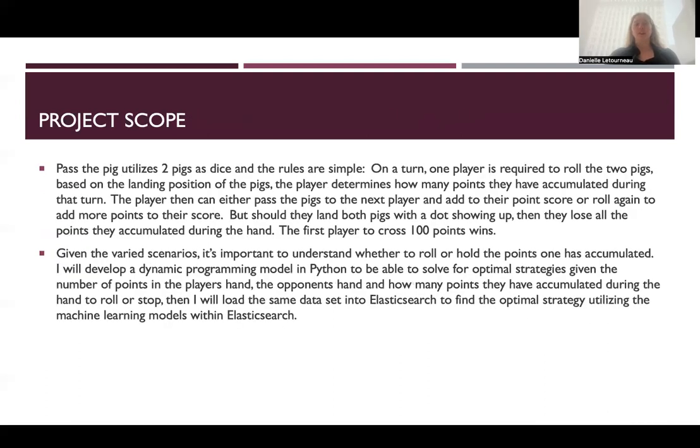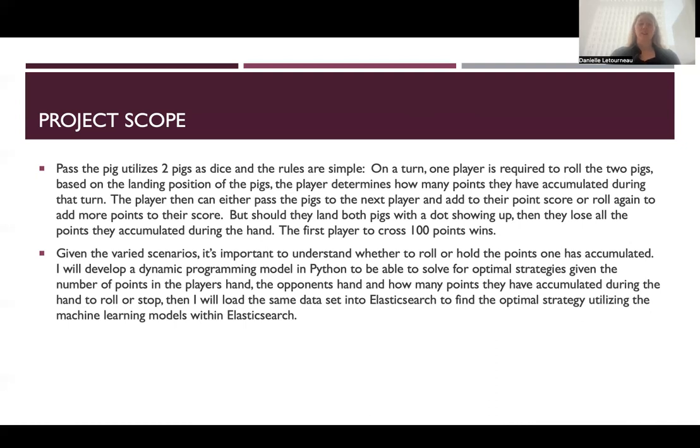Pass the Pig utilizes two pigs as dice, and the rules are simple. On a turn, one player is required to roll the two pigs. Based on the landing positions of the pigs, the player determines how many points they have accumulated during that turn. The player can then either pass the pigs to the next player and add to their point score, or roll again to add more points to their score. But should they land both pigs with a dot showing up, then they lose all the points they accumulated during the hand. The first player to cross 100 points wins.